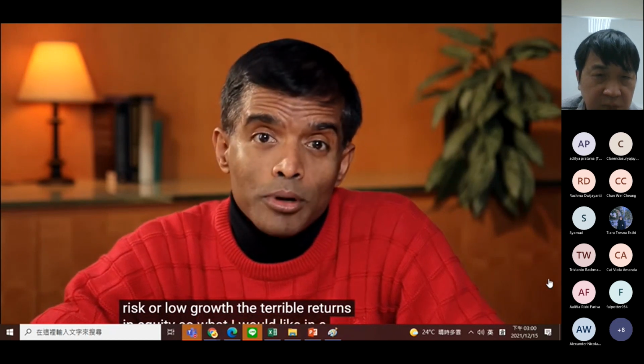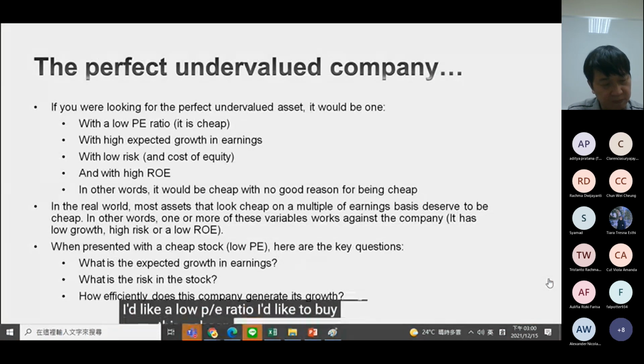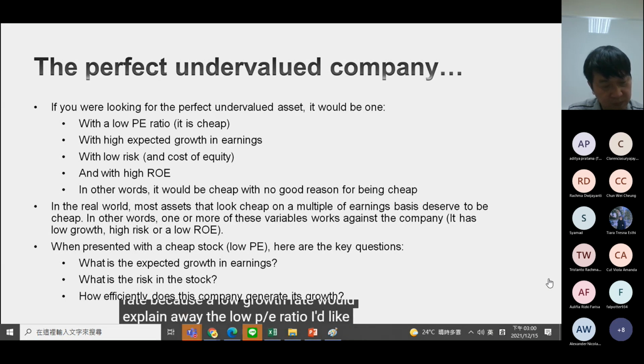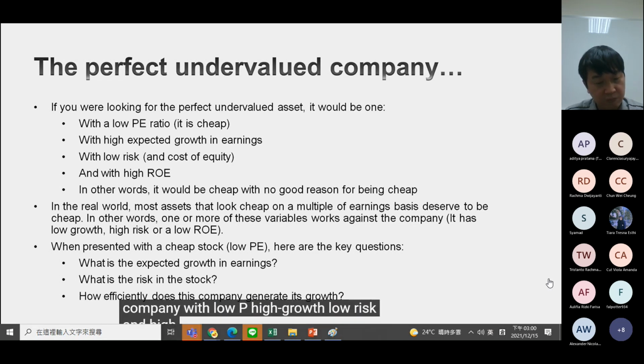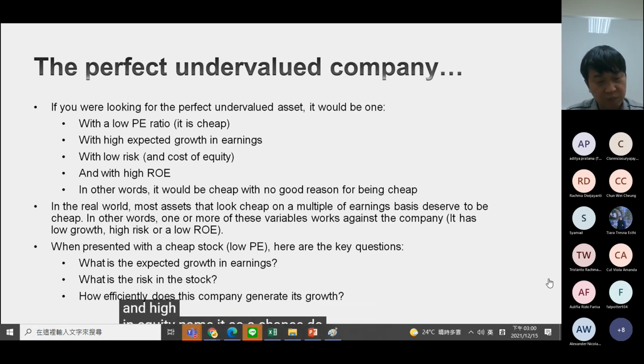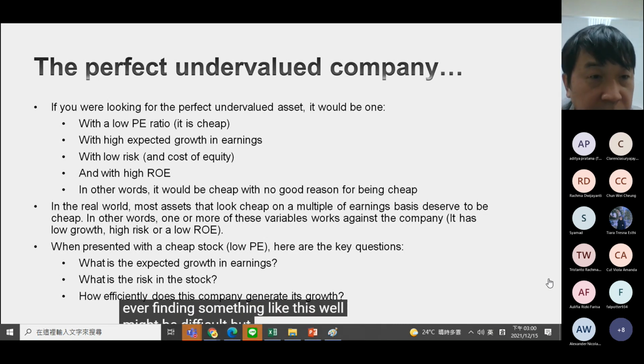So what I would like in a perfect company, a company that I'd like to add to my portfolio, are the following. I'd like a low PE ratio. I'd like to buy something cheap. I'd like a high growth rate, because a low growth rate would explain away the low PE ratio. I'd like low risk, again, because a high risk would explain away the low PE. And I'd like a high return on equity. I'd like a company with low PE, high growth, low risk, and high return on equity. Now you might say, what chance do you have of finding something like this? Well, it might be difficult, but no harm looking.